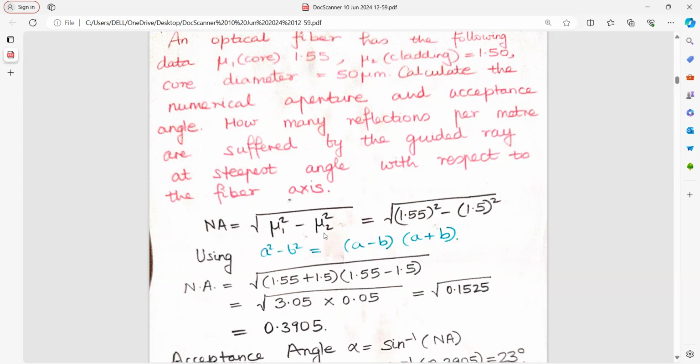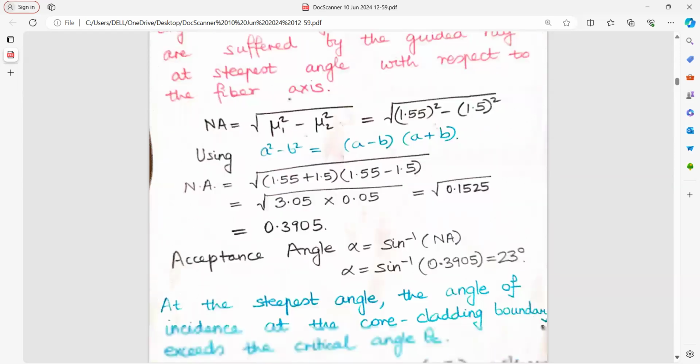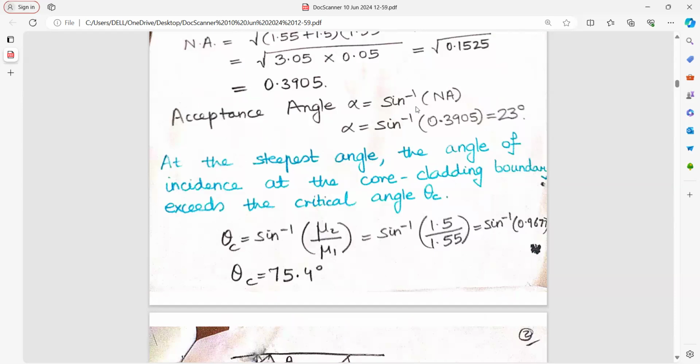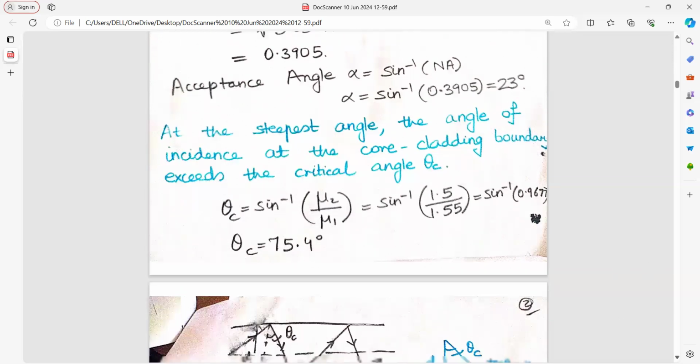See, first you find the numerical aperture, which is under root core refractive index square minus cladding. Use the simple formula a square minus b square is equal to a minus b into a plus b. Acceptance angle is equal to sine inverse of numerical aperture. Now this trick, at the steepest angle, the angle of incidence at the core cladding boundary will exceed the critical angle. And you have to actually find out the critical angle here in this question.